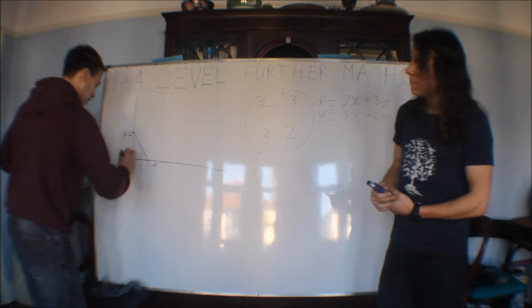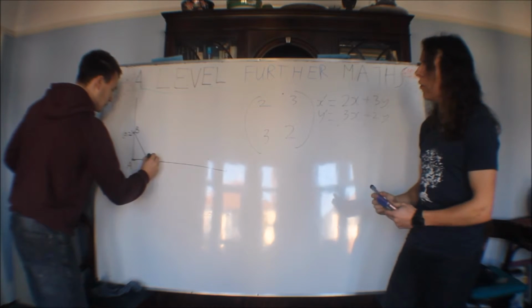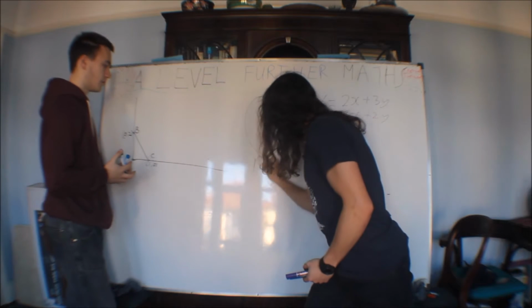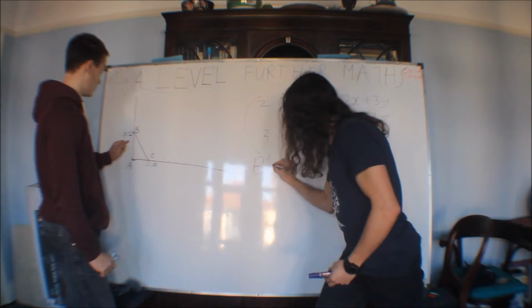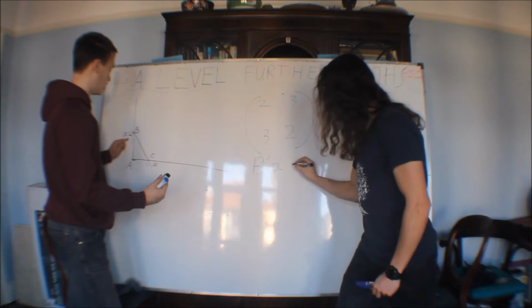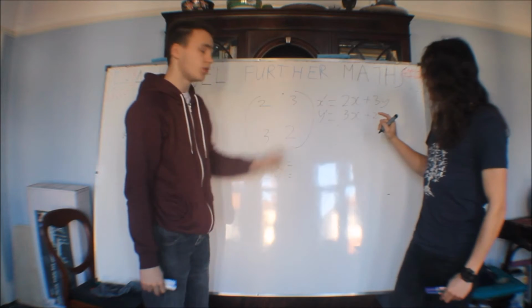I'll label them A, B, C again. A will still be the origin, so all those will just stay as 0, 0. So B is at the point 0, 2. So we're substituting the value of x being 0 and the value of y being 2 into this up here to find an x and a y coordinate.